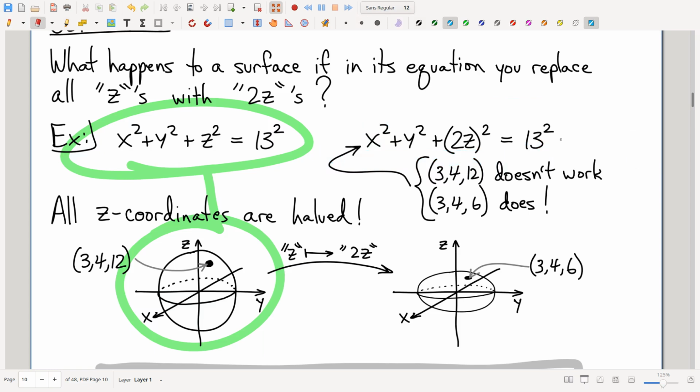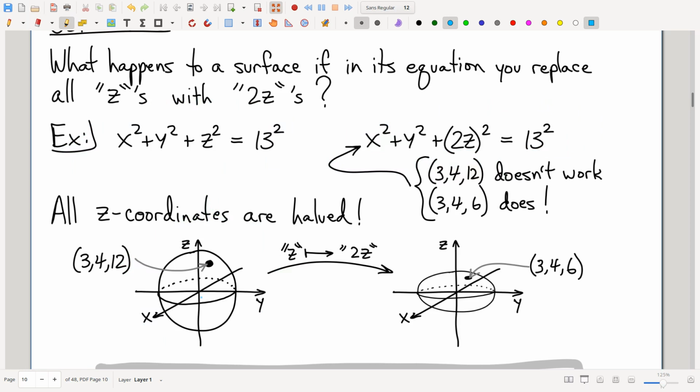Let's see here. We will approach it as follows. Notice that all I did to turn the left equation into the right equation is everywhere I had a z, I replaced it with a 2z. So the question I want to ask first is, what happens to the geometry? What happens to the set of solutions when everywhere within one equation I replace every z with 2z? What happens to the surface?